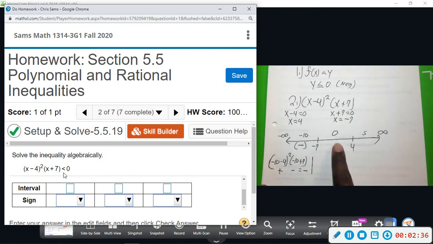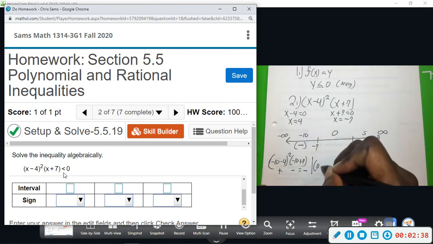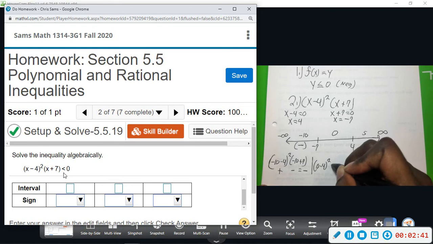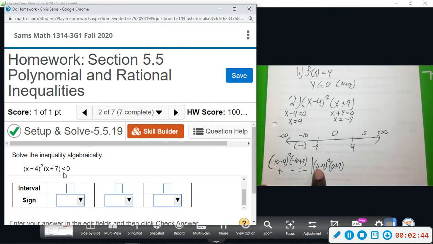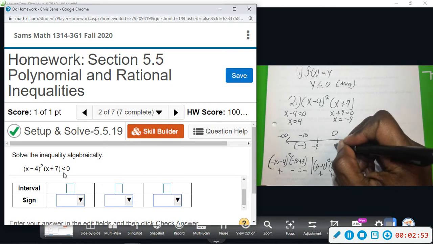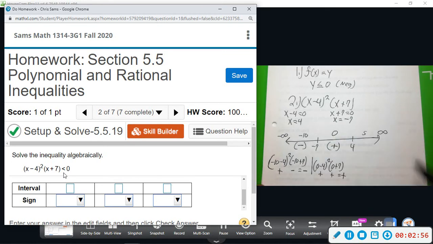We're going to do the same thing with 0. I plug in 0 minus 4 squared, and then 0 plus 7. This is negative, but when you square it, it becomes positive, and then 0 plus 7 is positive. Positive times a positive is positive. So the middle section is positive. And then for the last section, we're going to put in a 5. So 5 minus 4 squared, and 5 plus 7. This number is positive, you square it, it's still positive, and positive times a positive is positive.